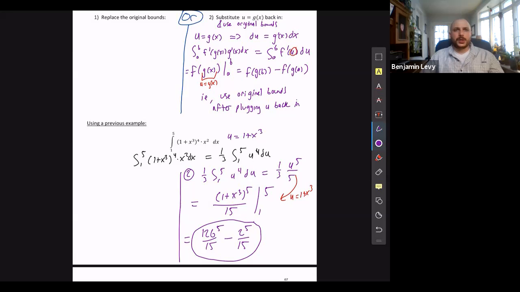But let me let everyone catch up and see if there are some questions about that. Does everyone see where that 15 came from? It came from the 3 times 5. Thoughts about that approach?